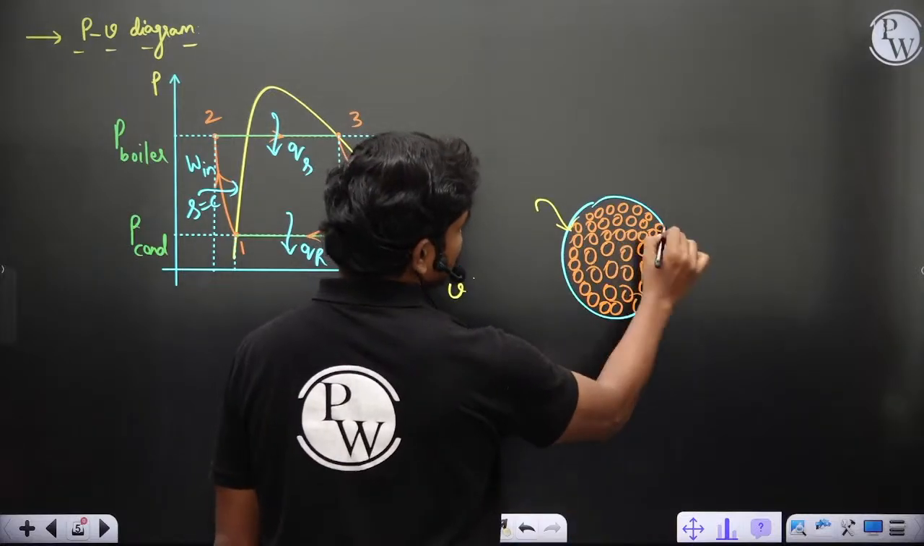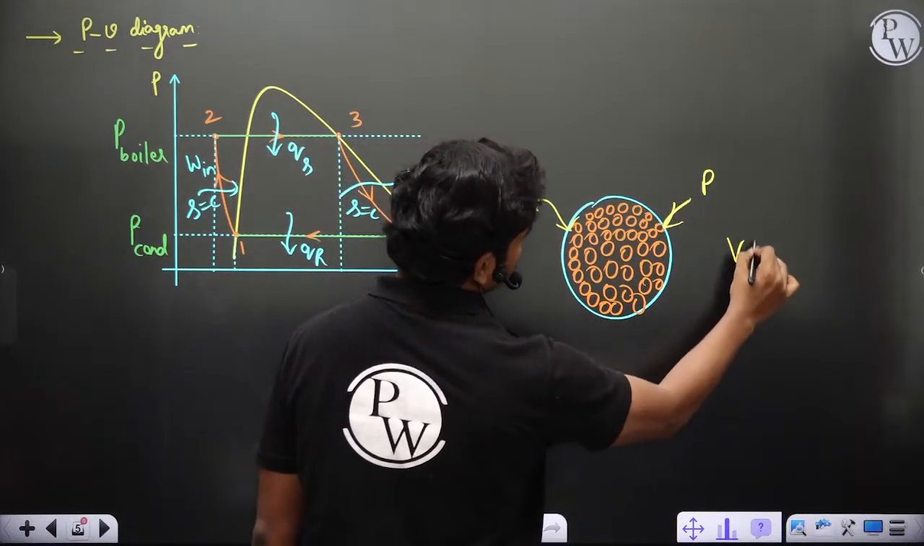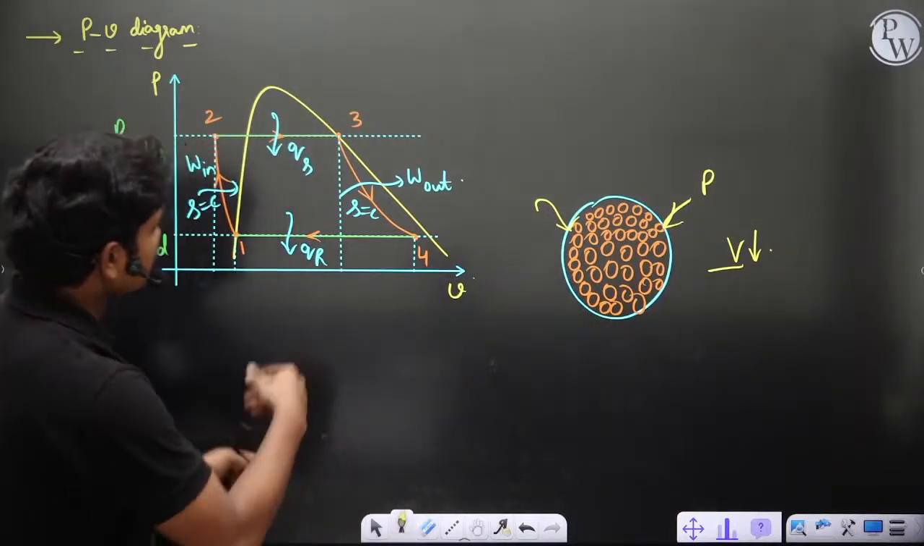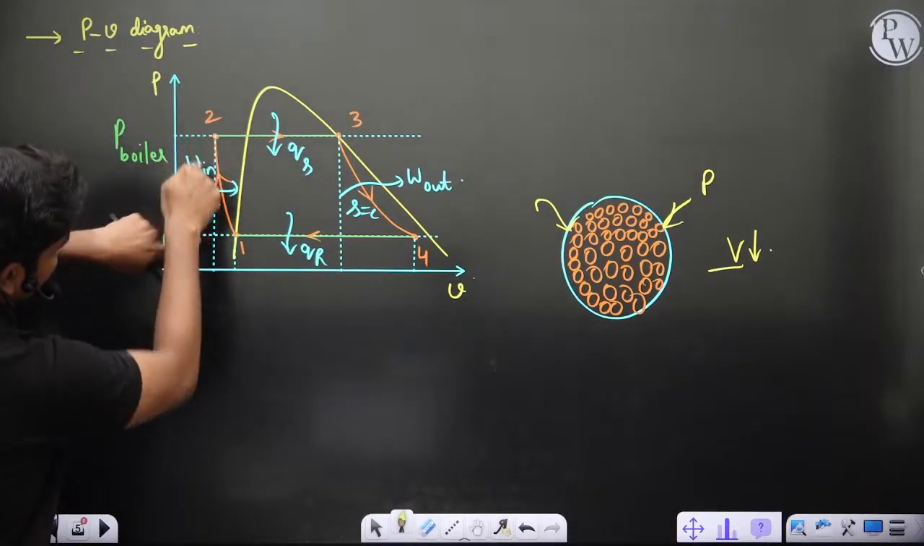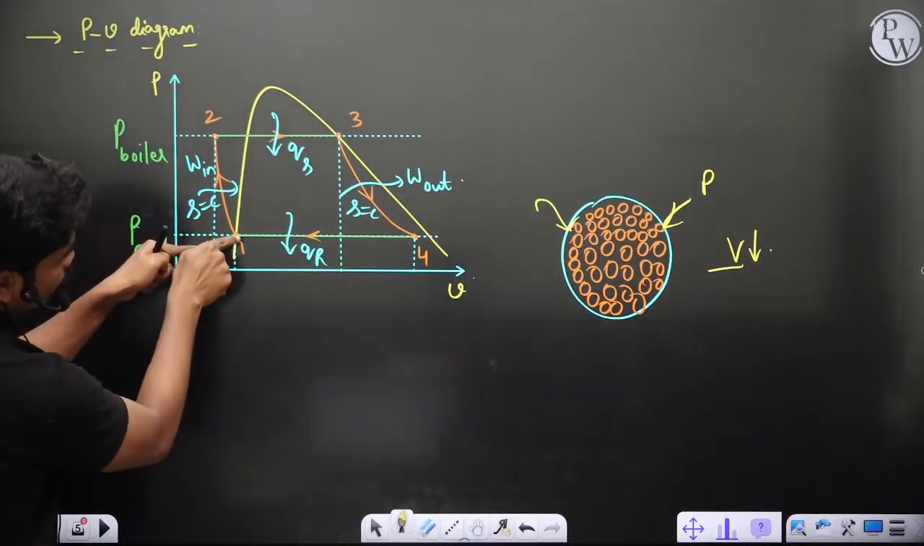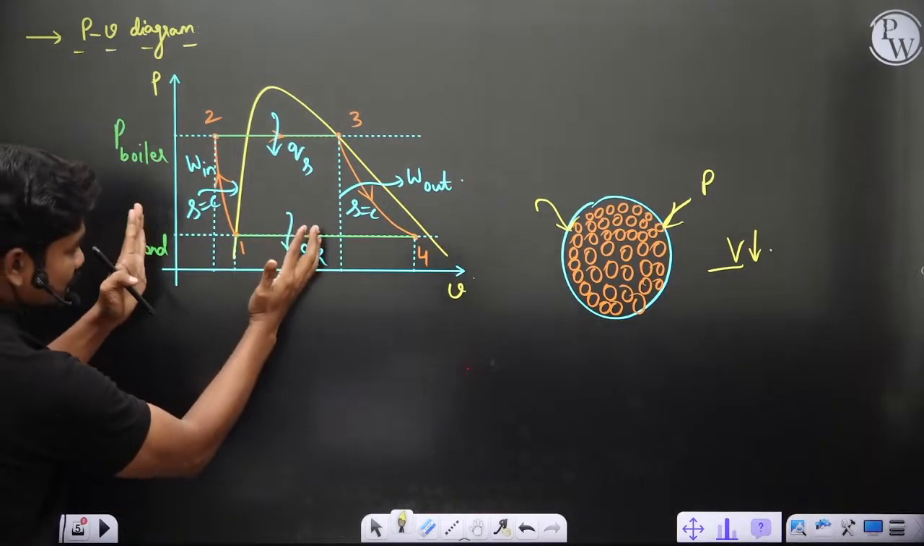If you are increasing the pressure, then definitely volume generally decreases. So an increase in pressure decreases the volume. So the first point is, if you are increasing the pressure from 1 to 2, which is condenser pressure to boiler pressure, then definitely specific volume at 1 should be more than specific volume at 2, because the substance eventually gets compressed.